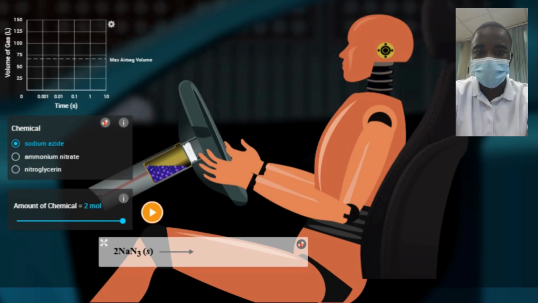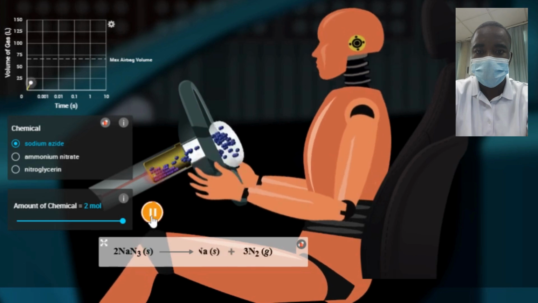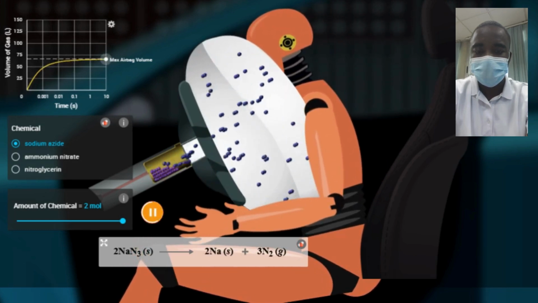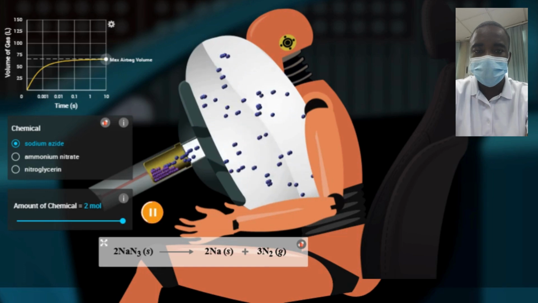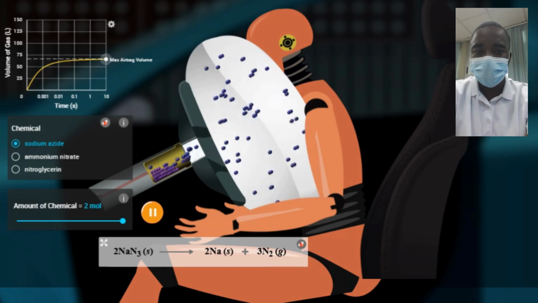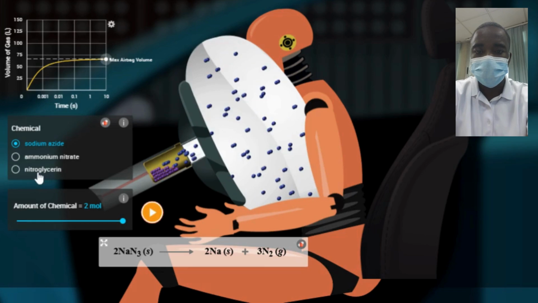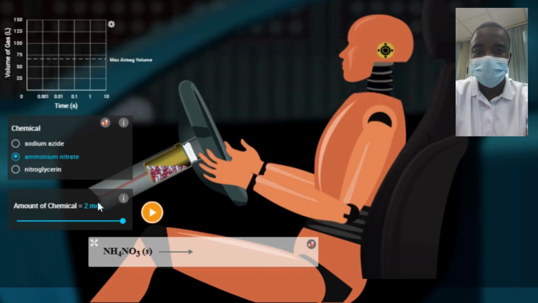Simulation results. 1. Sodium azide. 1 mole produces 1.5 moles of nitrogen gas. 2 moles produces 3 moles of nitrogen gas. Reaction time, approximately 30 to 40 milliseconds. Volume versus time shows a rapid increase in volume within the first 20 milliseconds, reaching a plateau shortly after.